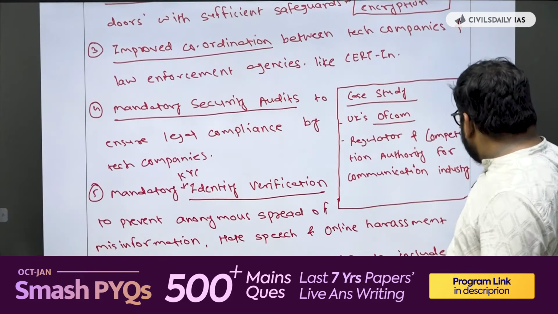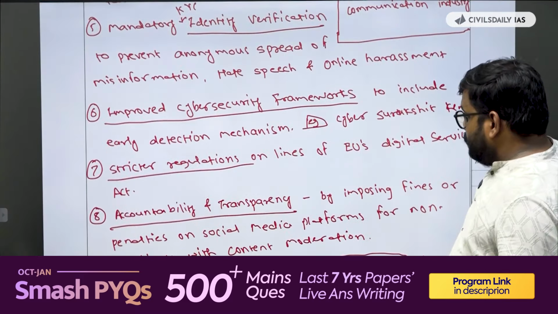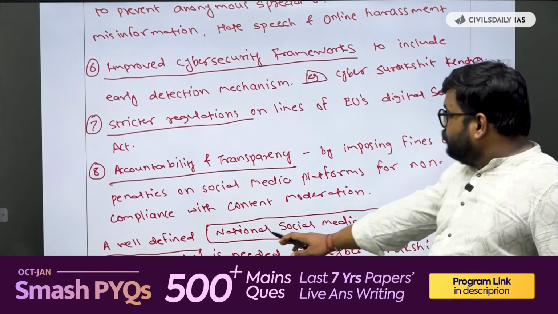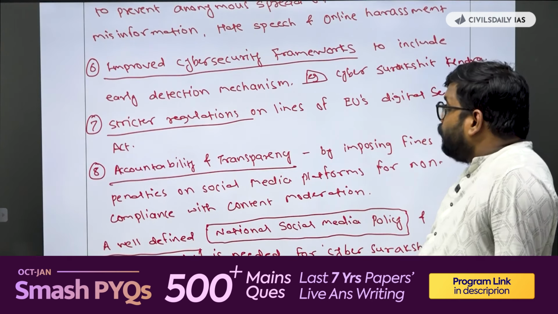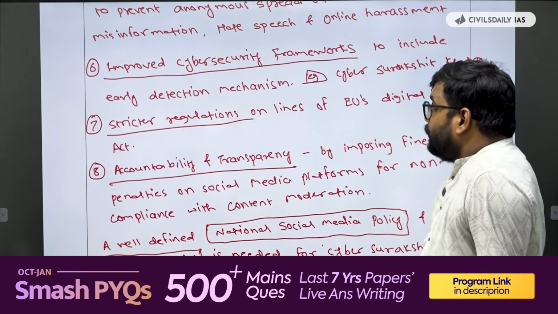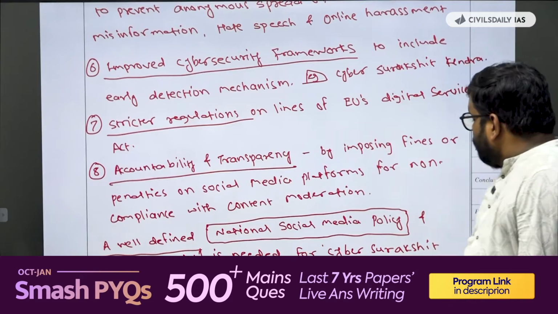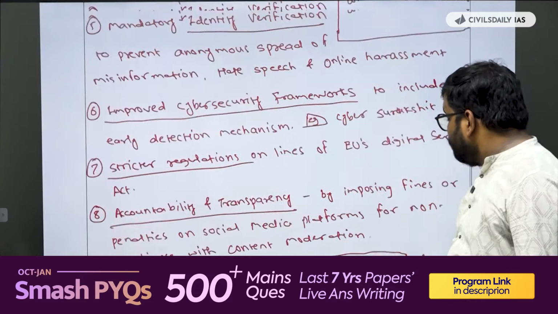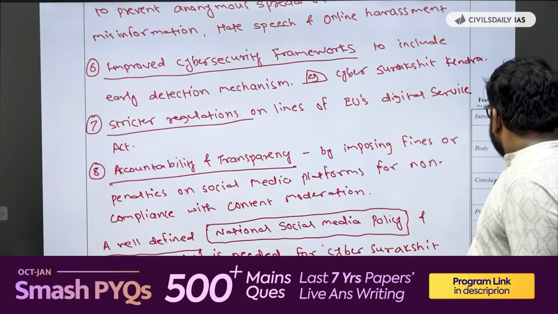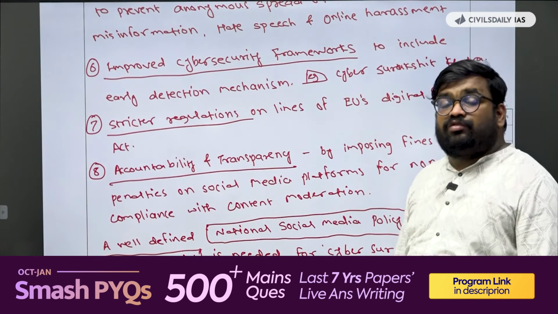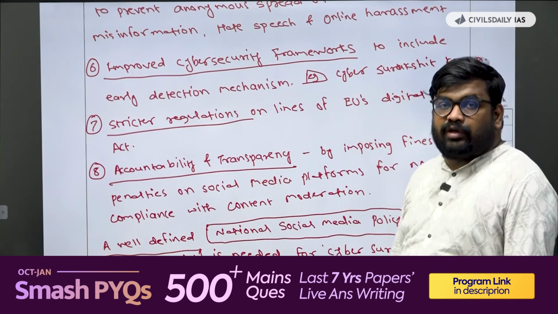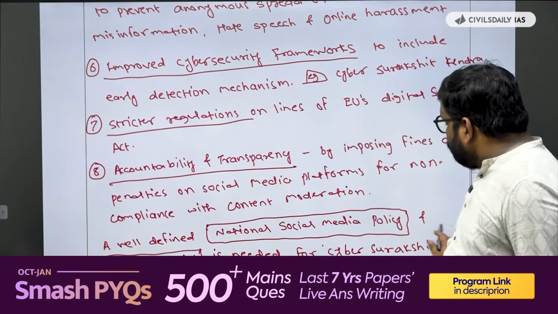And then coming to the conclusion, we have used the same. A well-defined national social media policy and SOCMENT model is needed for Cyber Surakshit Bharat. This Cyber Surakshit Bharat initiative was launched by the government in order to ensure the cyber security of the citizens.